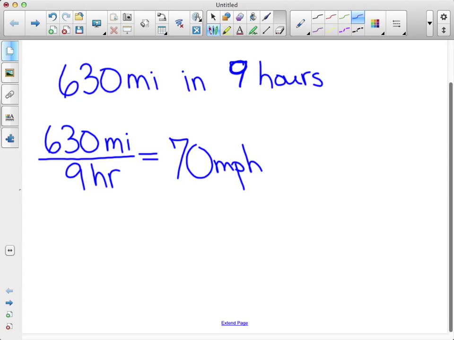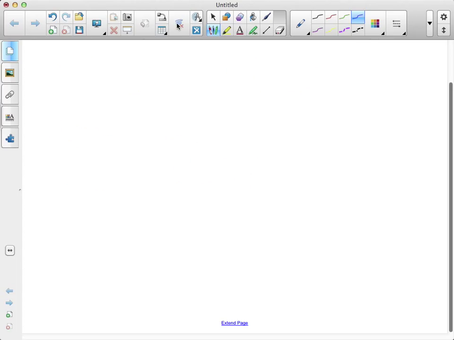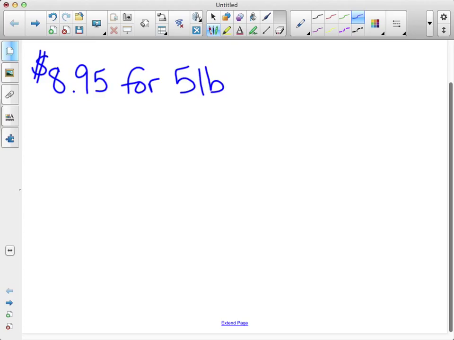All right, let's talk about money. If I'm at a store and it cost me $8.95 for 5 pounds of bulk candy, how much does it cost me per pound? So we're going to write $8.95. My unit is money, so that dollar sign does my labeling, for every 5 pounds.